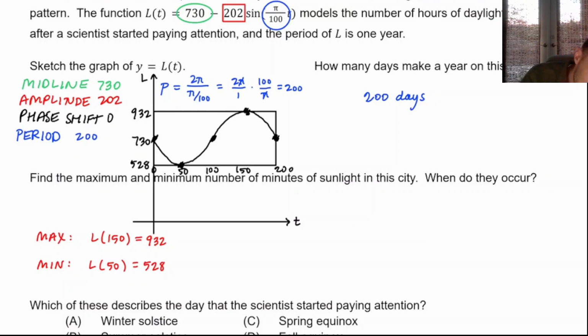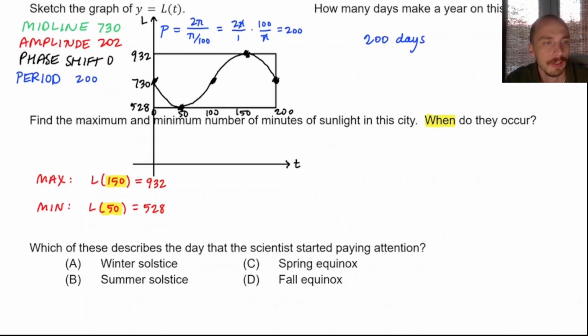And so those are the maximum and minimum and when they occur. And I might actually emphasize the when happening here and there, and the maximum values, those are the output values, the number of minutes. Okay, so which of these describes the day that the scientists started paying attention? And that's what I was talking about, the interpretation here. I'm going to have to think about this. Okay, so it's in the middle. It's not an extreme. And the solstices, these are the extremes, right? They happen in the summer and the winter, and the winter solstice is the shortest day of the year, and the summer solstice is the longest day of the year.